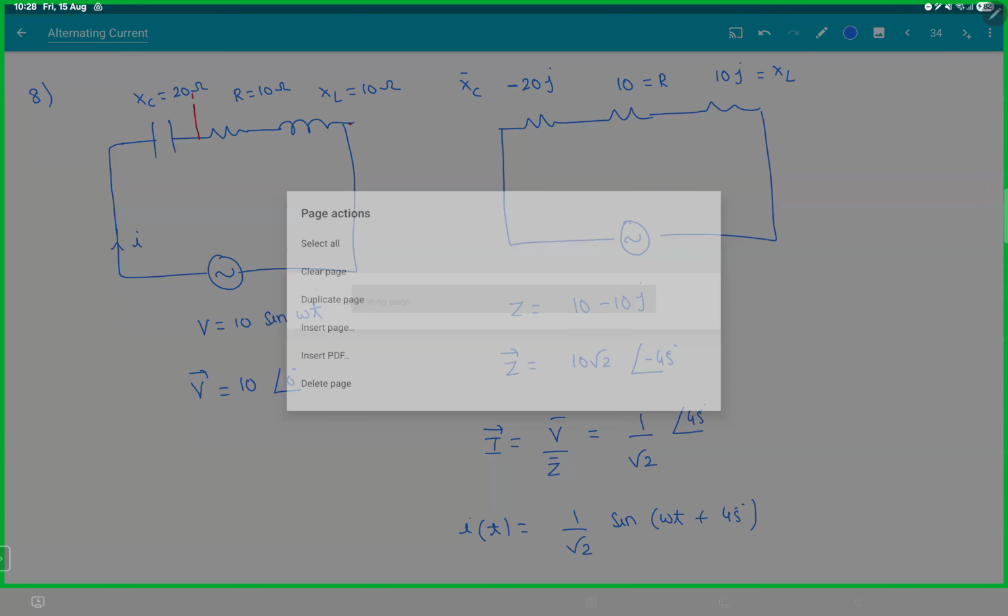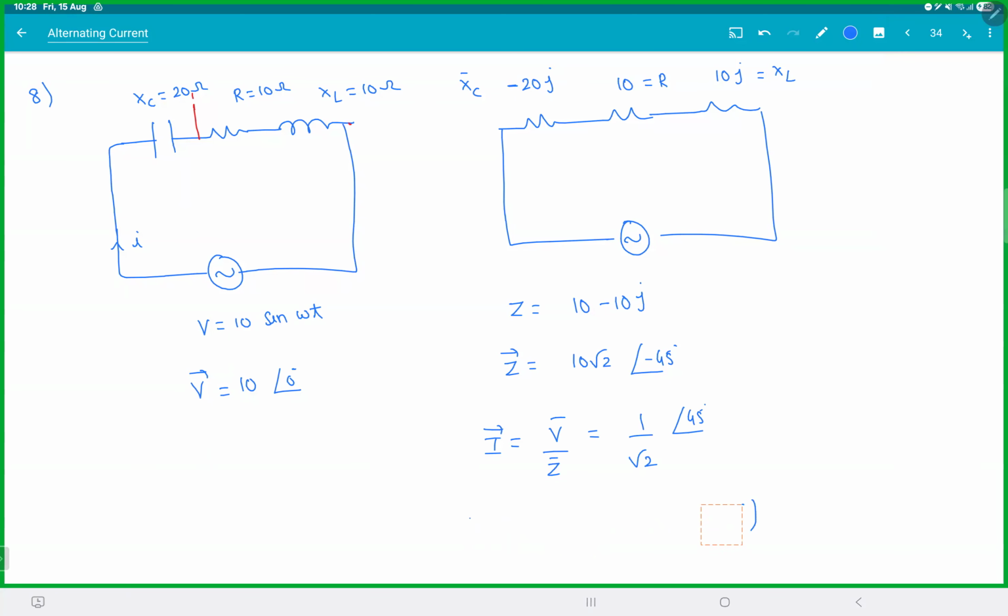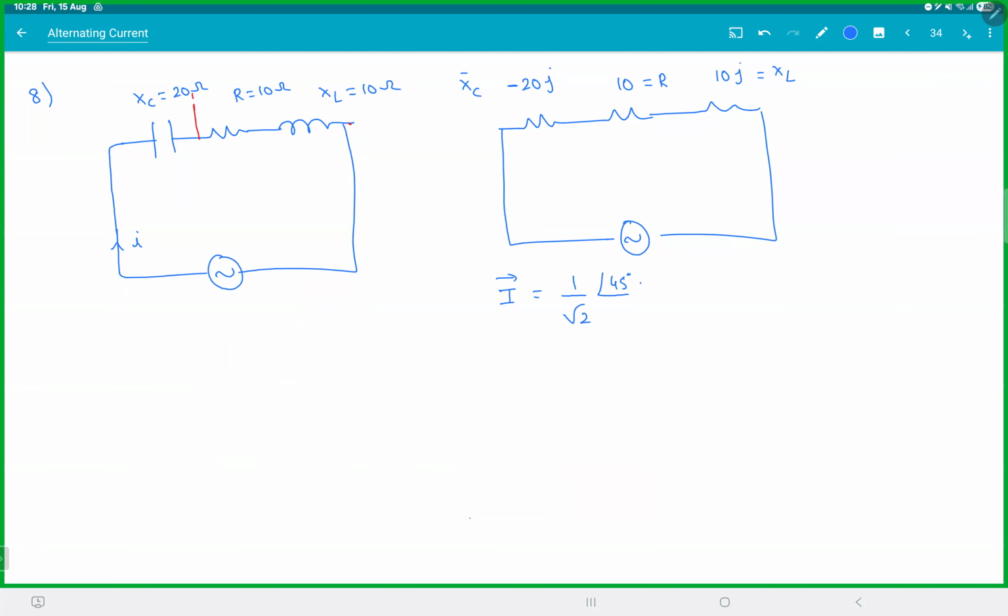Then, next thing. So we got current I bar is equal to 1 by √2, 45 degrees. What is XC bar? XC bar is 20, minus 90 degrees. What is R bar? 10, 0 degrees. What is XL bar? 10, 90 degrees. You got everything. What do you want to find? VR bar? So VR bar is I into R bar. That is 10 by √2, 45 degrees.